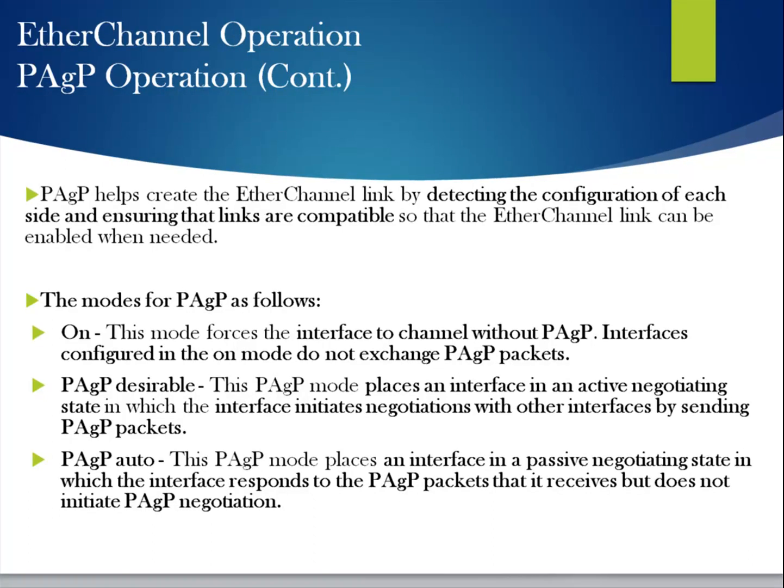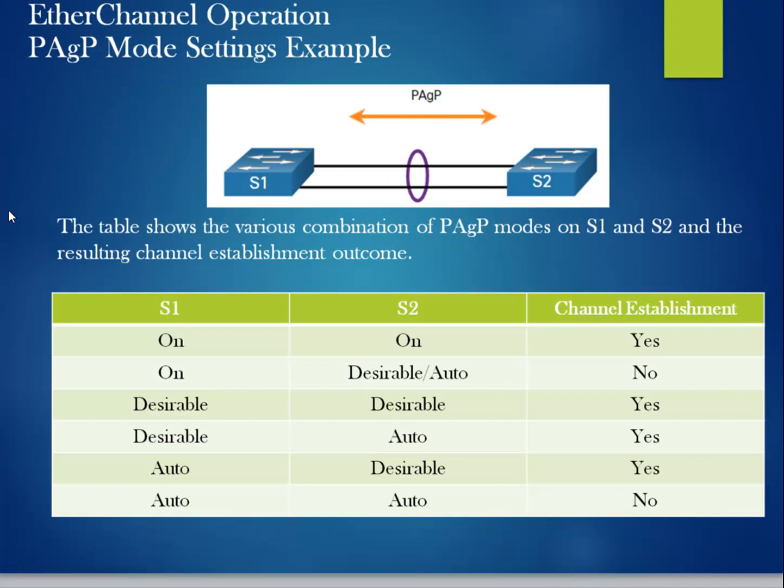Now you can see we are going to take two switches, switch 1 and switch 2. Here we have some ports, for example FastEthernet 0/0 and FastEthernet 0/1, and here the same thing, FastEthernet 0/0 and FastEthernet 0/1. Now suppose you have different modes, you can see the table: on mode, desirable mode and auto mode. So these are the three different modes available.